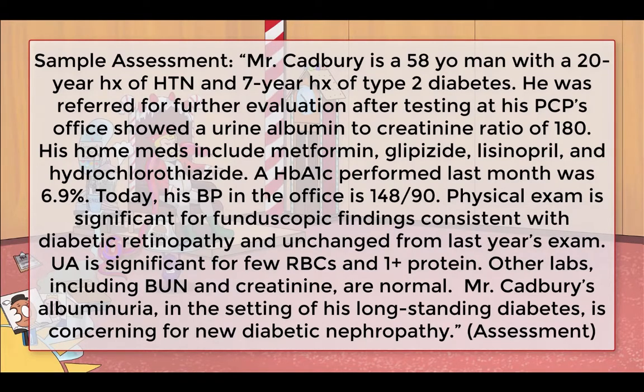Today, his blood pressure in the office is 148 over 90. Physical exam is significant for fundoscopic findings consistent with diabetic retinopathy and unchanged from last year's exam. UA is significant for a few red blood cells and 1 plus protein. Other labs, including BUN and creatinine, are normal. Mr. Cadbury's albuminuria, in the setting of his long-standing diabetes, is concerning for new diabetic nephropathy.